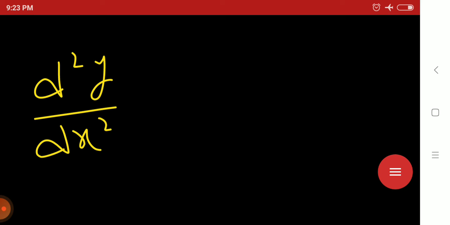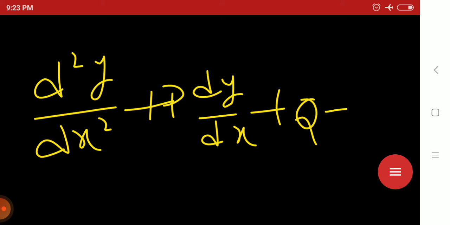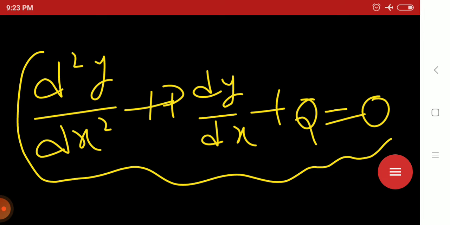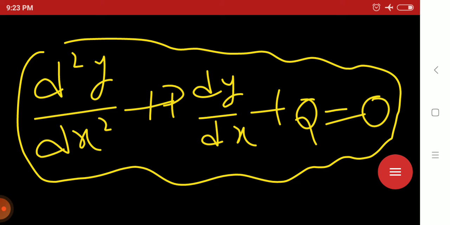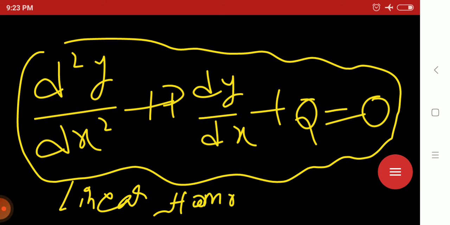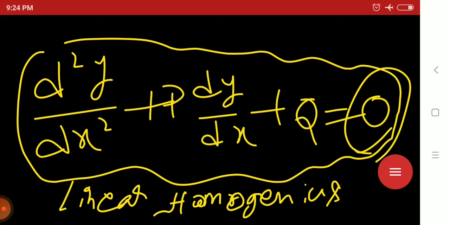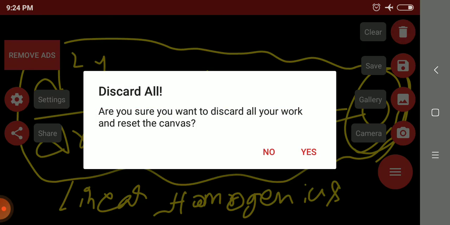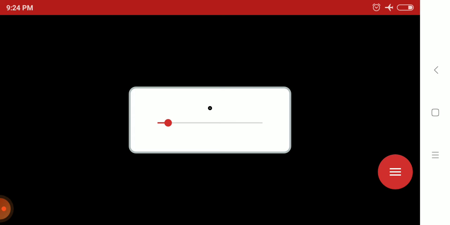If you are given a linear differential equation such that d2y by dx square plus p dy by dx plus q equals 0, this kind of equation is called linear homogeneous. Why homogeneous? Homogeneous means here on the right hand side you are getting 0. So this kind of equation is a linear homogeneous second order differential equation. Now I am going to discuss how to solve this kind of equation.